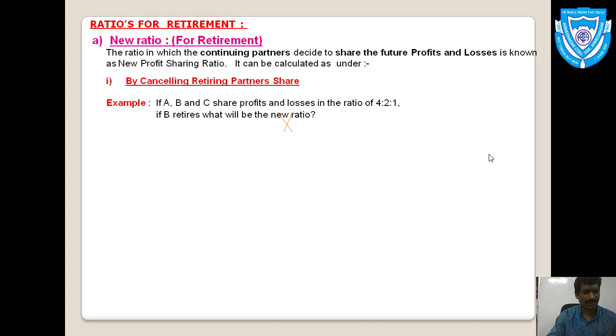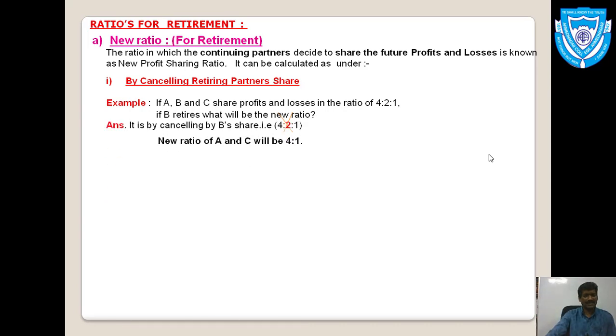Here is one example. If A, B and C share profits and losses in the ratio of 4:2:1, and if B retires, what will be the new ratio? Here we get the answer by cancelling B's share, that is 2. You can see here B's share is 2 and it is cancelled. So the remaining share will be the share of A and C, and that is why the new ratio of A and C will be 4:1.